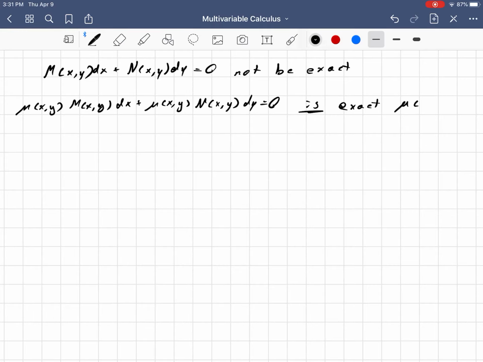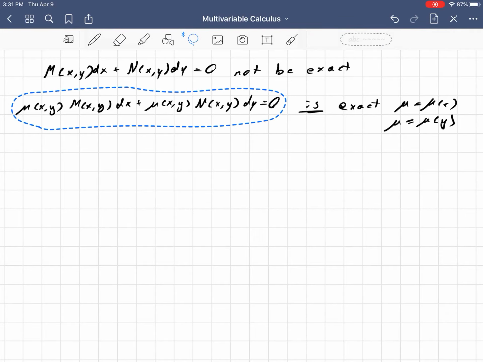That would mean we have two cases here. Mu can just be a function of x, or mu can just be a function of y. So let's first consider mu as just a function of x.